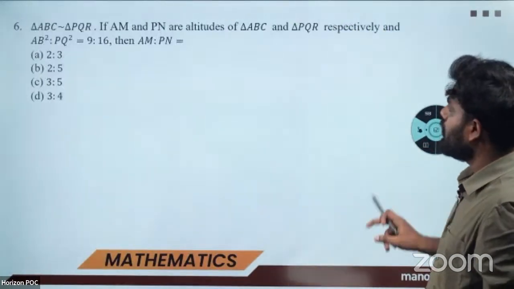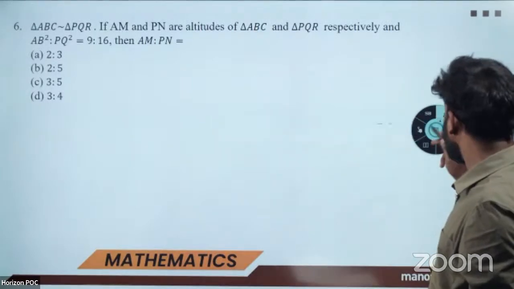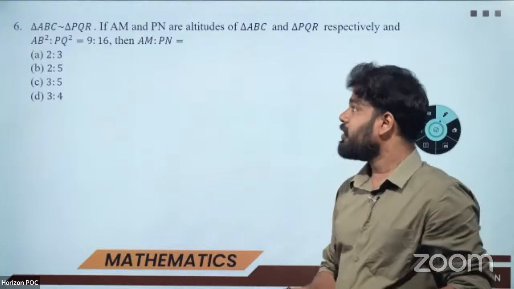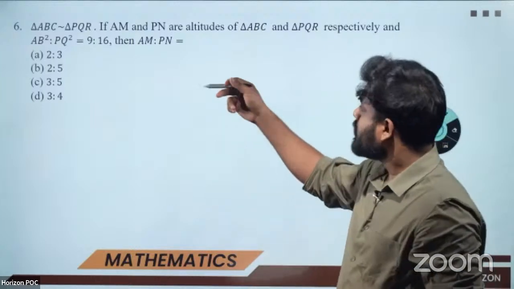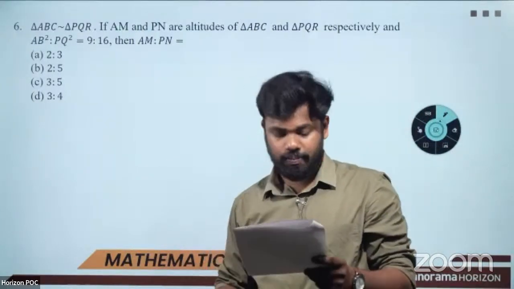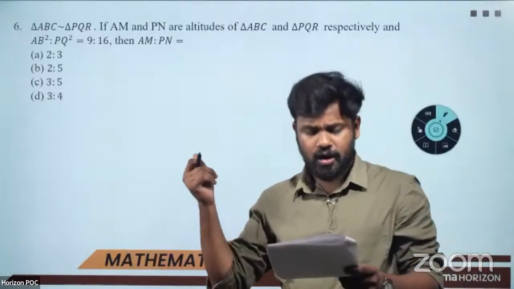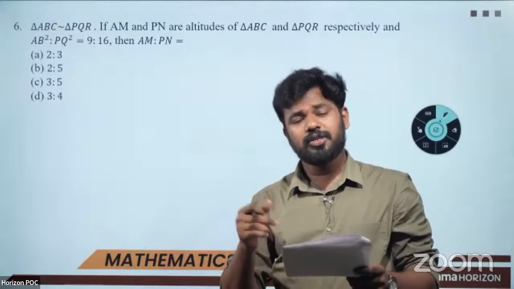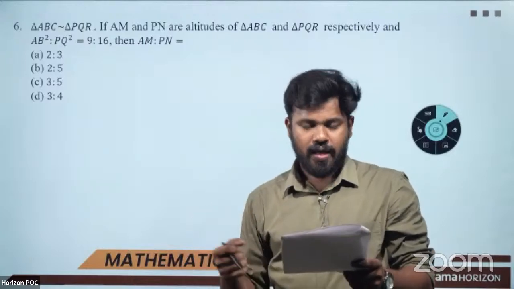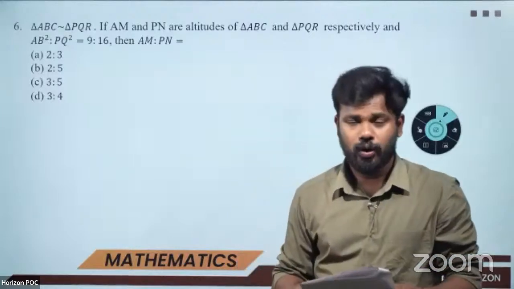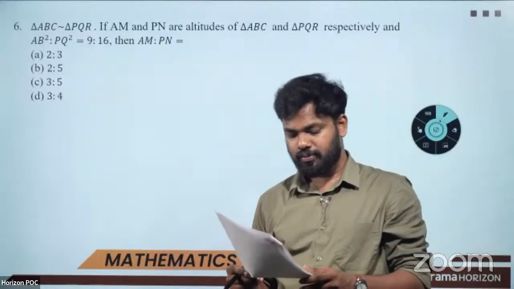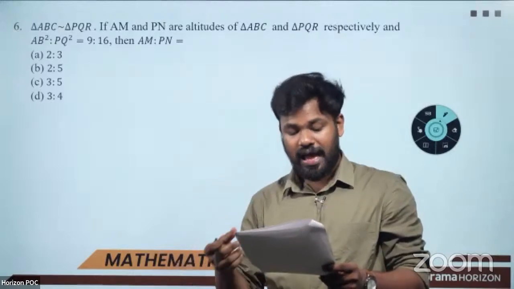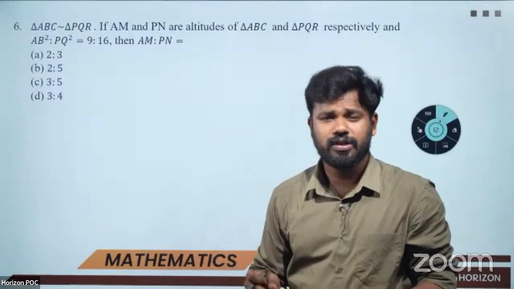The sixth question we have is from area of similar triangles, to find the area of particular similar triangles. It is given that triangle ABC is similar to triangle PQR. If AM and PN are altitudes of triangle ABC and triangle PQR, and AB square is to PQ square is 9:16, then what is AM is to PN? The altitudes are given, and you have to find the ratio of that particular altitude. That is the question, right?